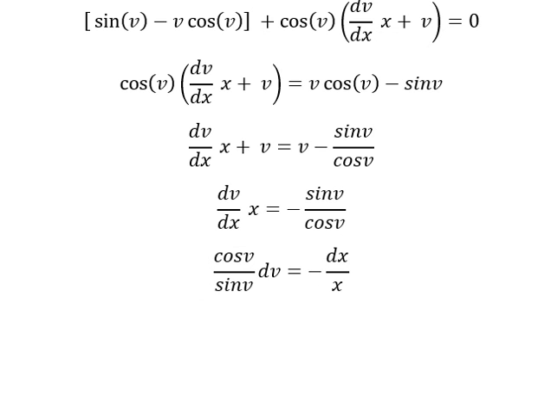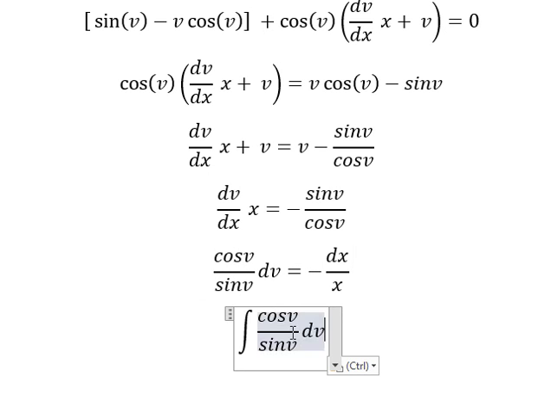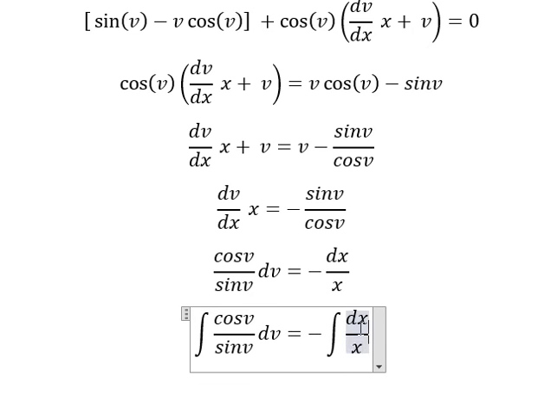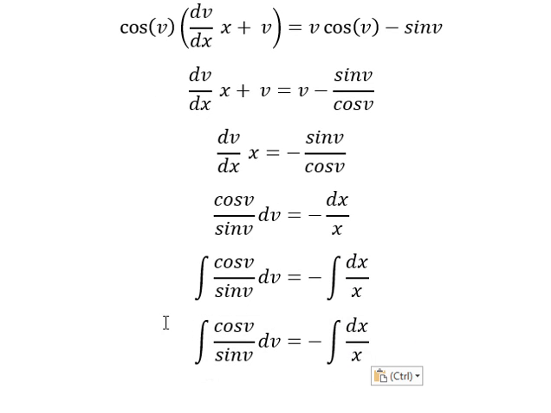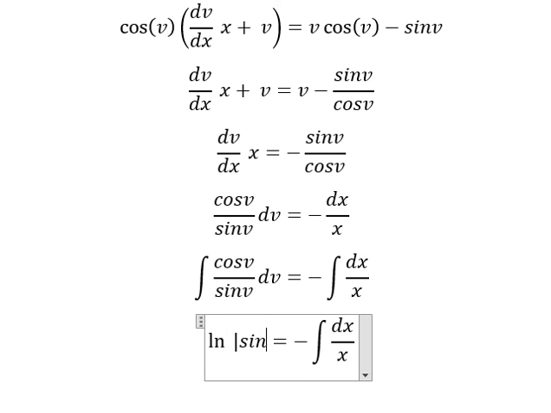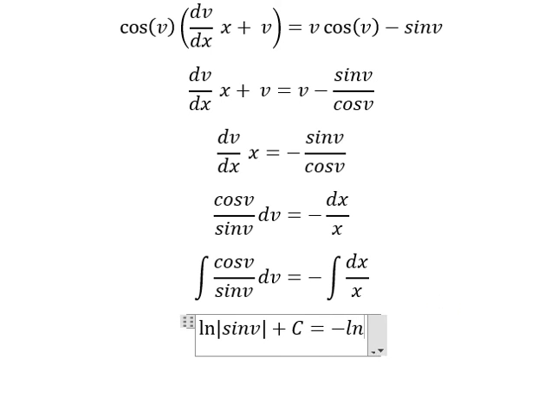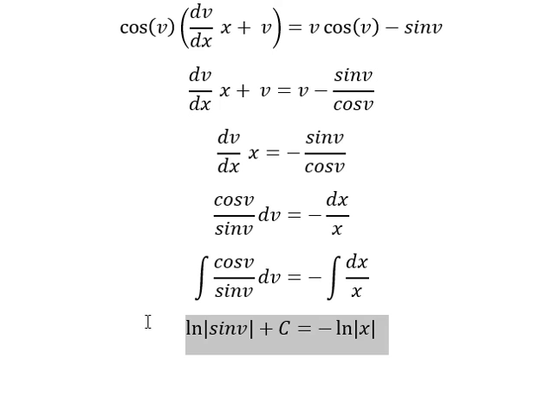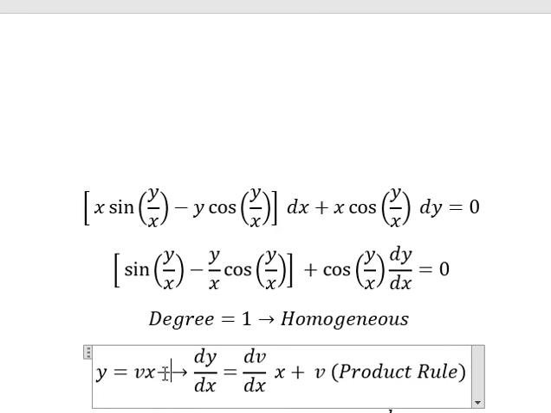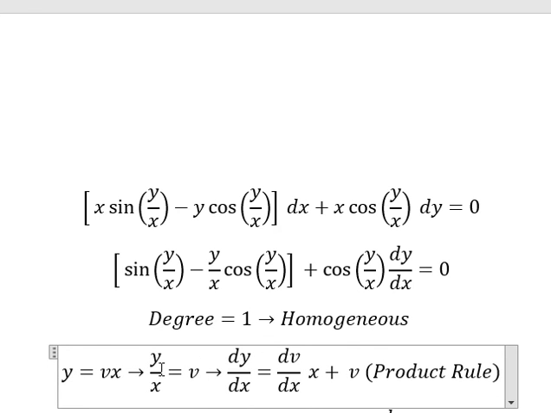Next, we put the integration for both sides. So the integration of this one, we have Ln of the absolute value of sine v. This one we have Ln of the absolute value of x. About v, that is about this one. So we need to divide both sides by x, and now we need to change v into this one.